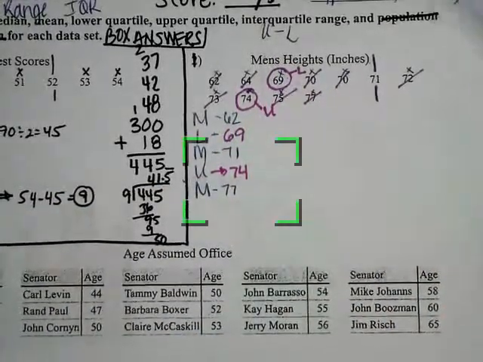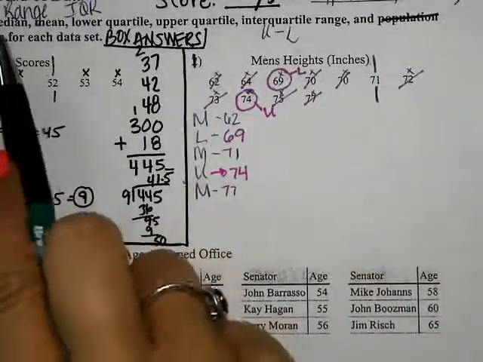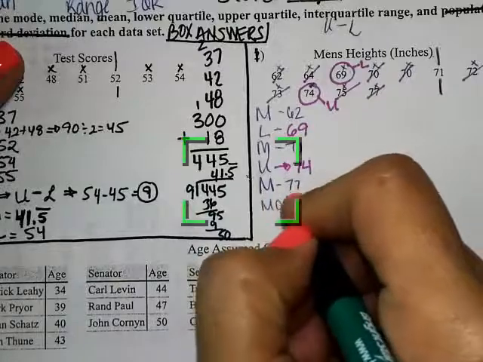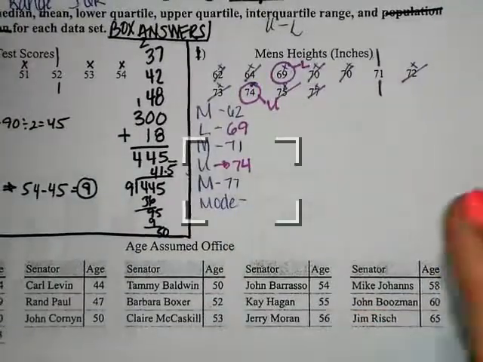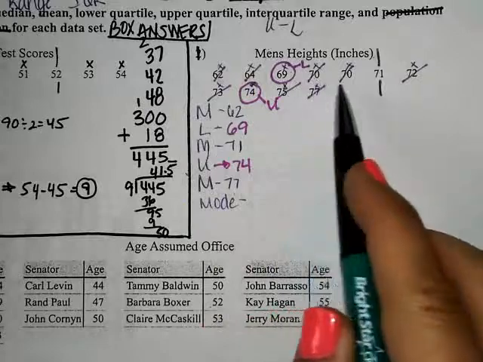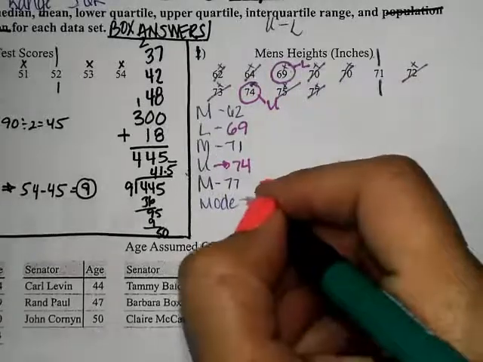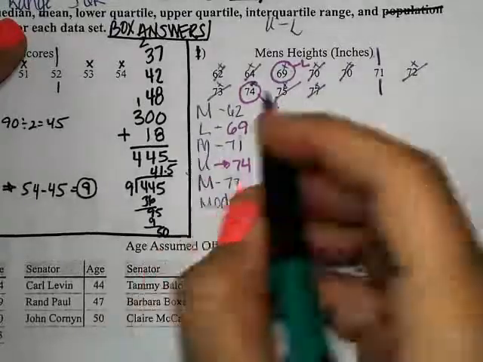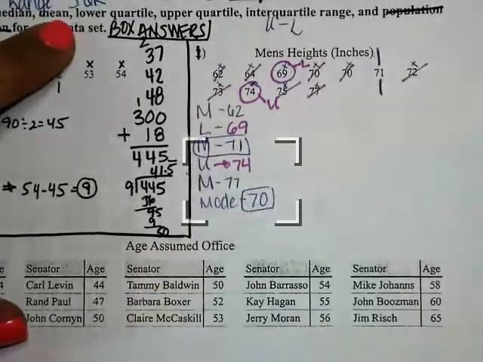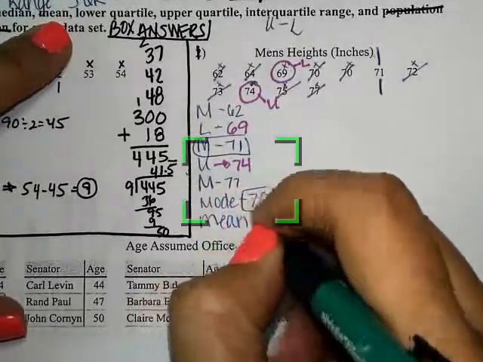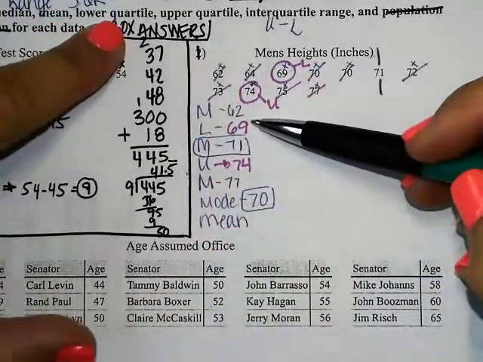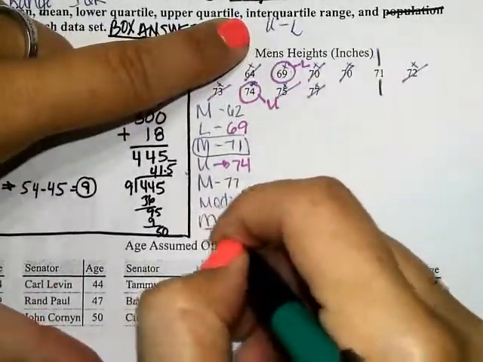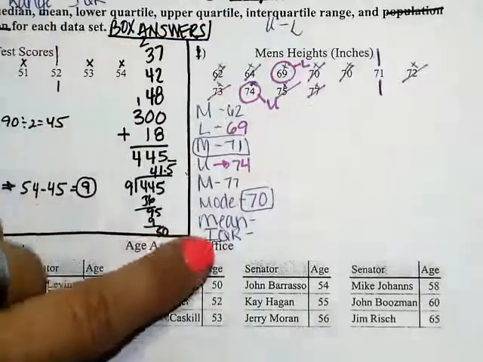Okay, so let's go through the list of things that they're asking for here. Mode. Do I have my mode? It's any number that you see occur more than once. So far I see 70. 70 is my mode. Median, I have right here. My mean, I need to find. I have my lower quartile, I have my upper quartile, and my IQR. Those are the 2 points we have to find now.